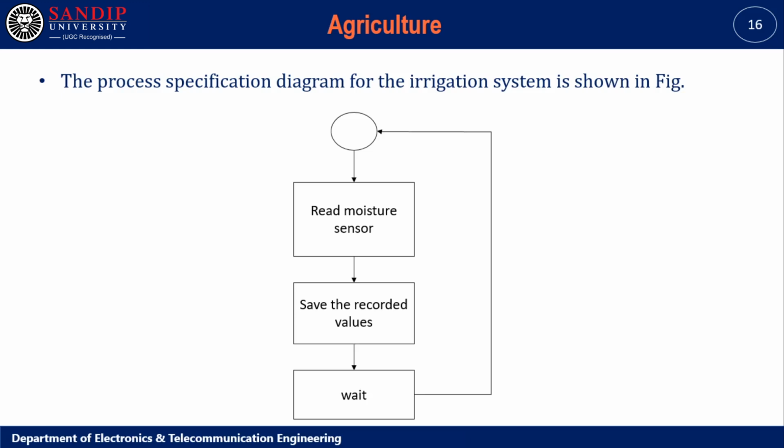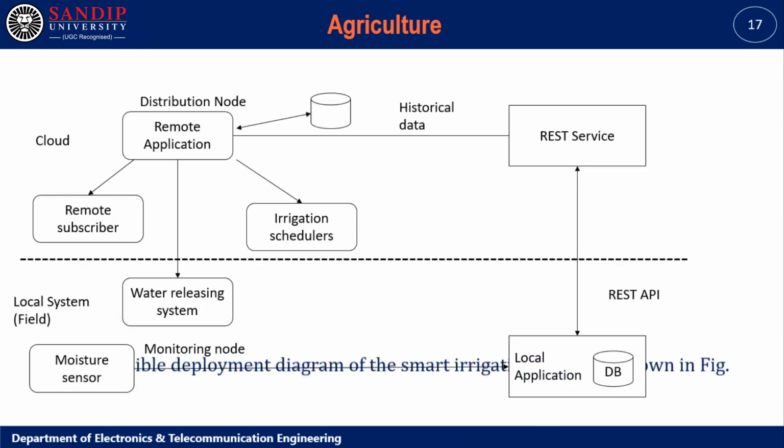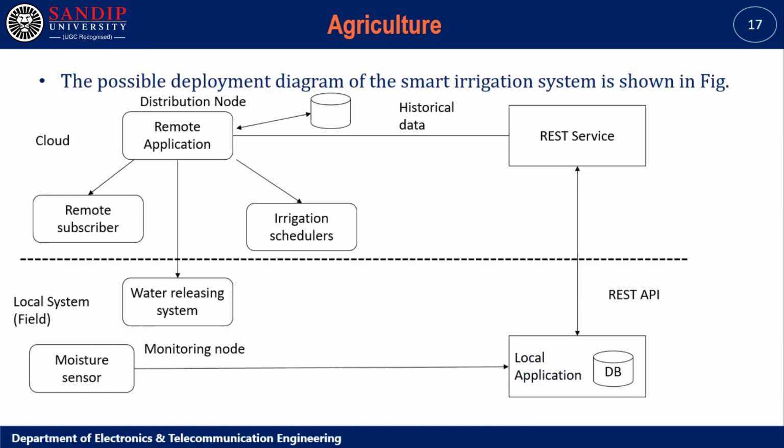The process specification diagram for the irrigation system is shown in the figure. The figure shows the process specification diagram for the smart irrigation system. The possible deployment diagram of the smart irrigation system is shown in the figure below. The figure shows the deployment diagram of the smart irrigation system.